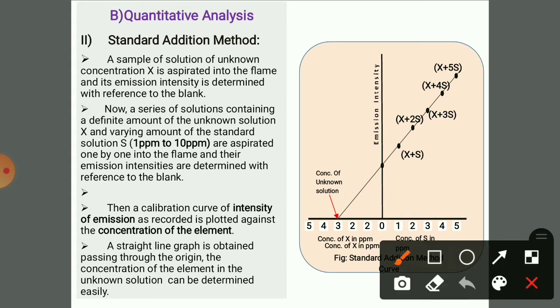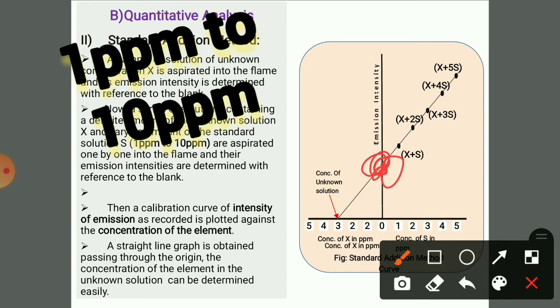In this standard addition method, a sample of a solution of unknown concentration X is introduced into the flame, and its emission intensity is recorded. Then a series of solutions containing a definite amount of that unknown solution, that is, unknown concentration X, plus varying amounts of a standard solution from 1 ppm to 100 ppm, are introduced into the flame, and their emission intensities are determined with reference to the blank.